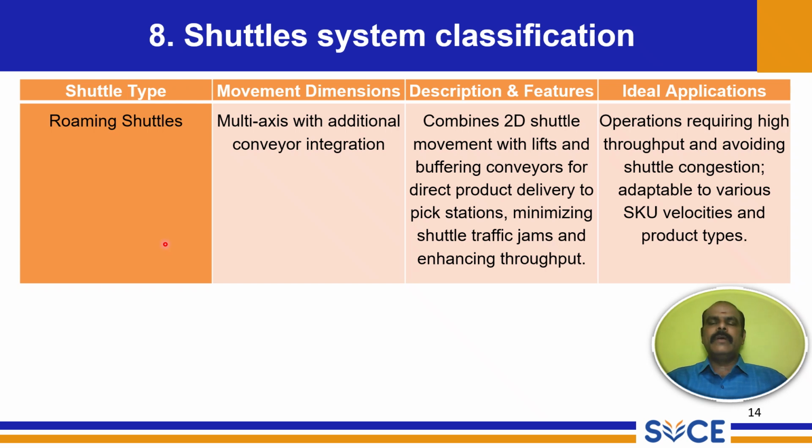Then roaming shuttles: multi-axis with additional conveyor integration. Roaming, the name itself tells, means they don't follow any particular path. They are free to be used in all cases. It combines 2D shuttle movement with lifts and buffering conveyors for direct product delivery to pick stations, minimizing shuttle traffic jams and enhancing throughput. So here there is no restricted route. It is 100% available based on the demand. Based on the demand, we can directly ask a particular shuttle to go and pick something up. But in the earlier cases we need to abide by traffic. Traffic will be there in one particular lane, something like a train in one.